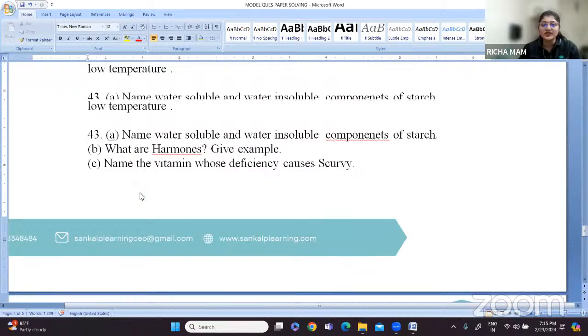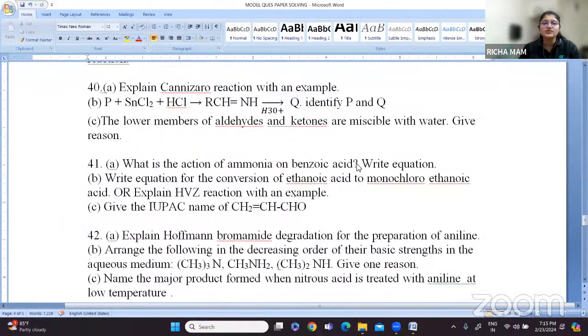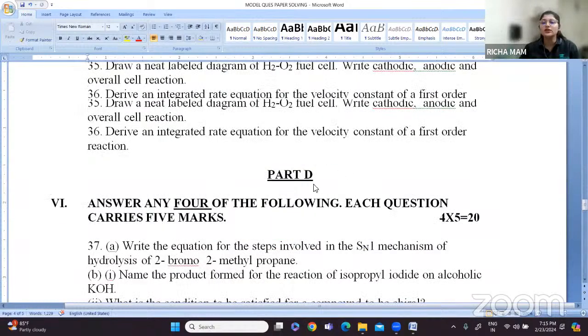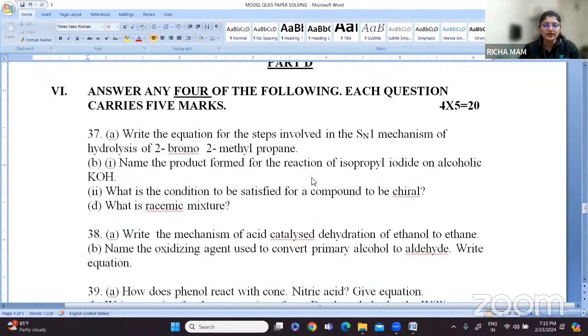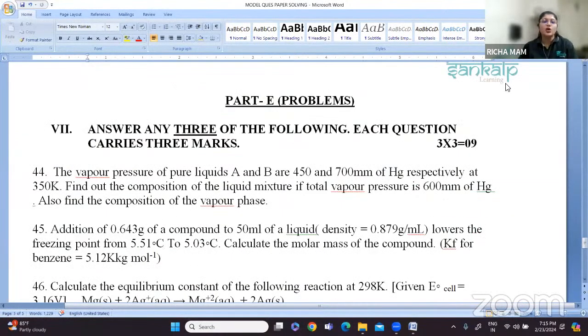Okay, so these were the questions. Out of 7 questions, you have to write any 4. Each question is for 5 marks, so 5 into 4, 20 marks. For a correct answer, there are many options, so you can utilize the options and write whichever proper answers you know.